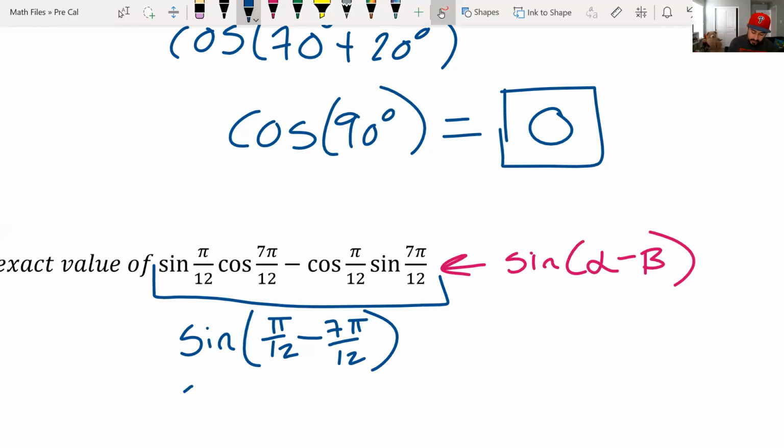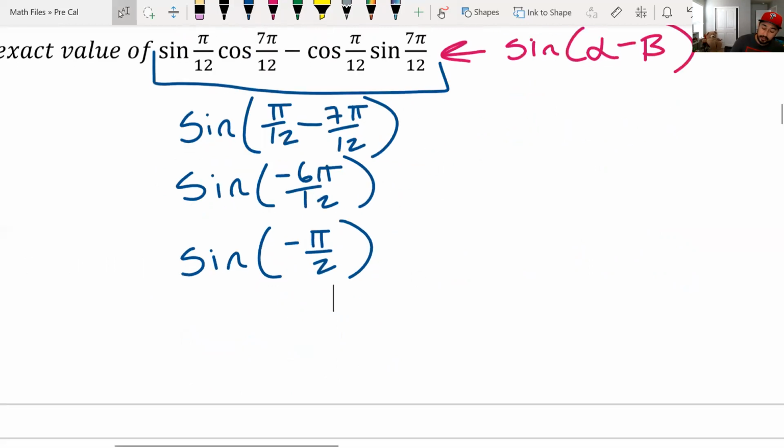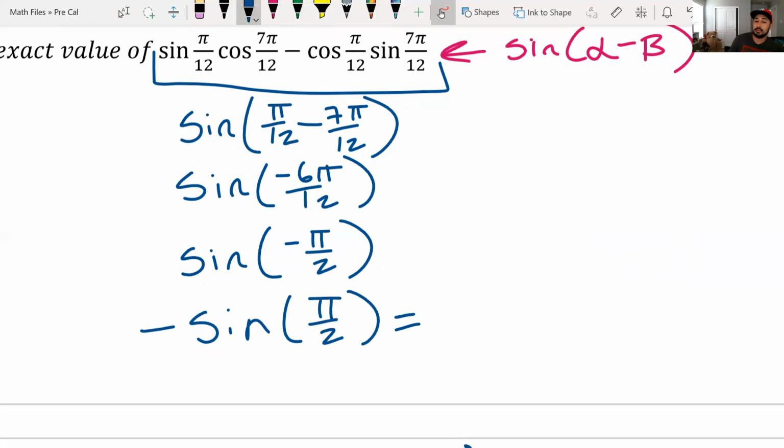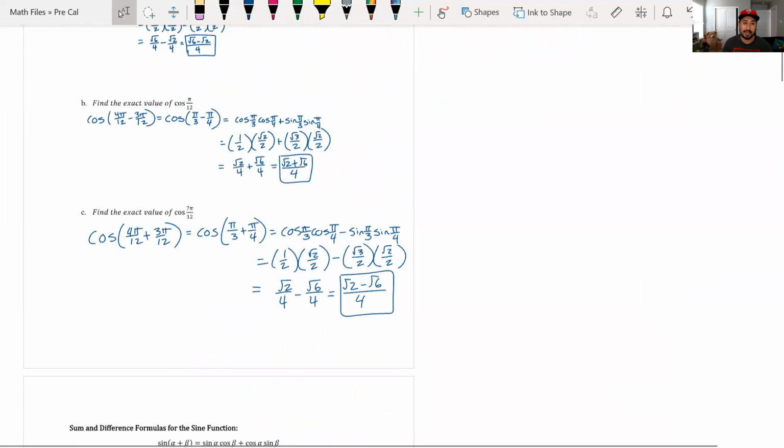Okay, so simplify that, and you get the sine of negative 6 pi over 12, which gives me the sine of negative pi over 2. Okay, and since sine is an odd function, this becomes negative sine of pi over 2. And sine at pi over 2 is 1, but that negative's waiting on the outside, so this becomes negative 1. There we go. So that is the sum and difference formulas for sine and cosine.